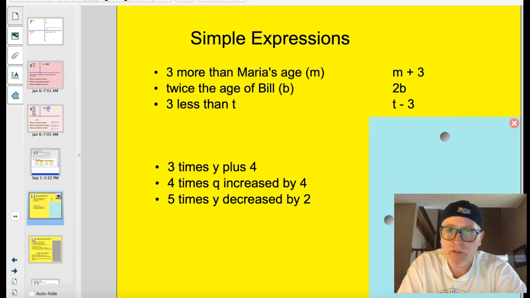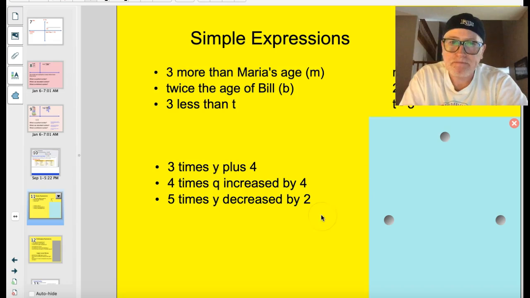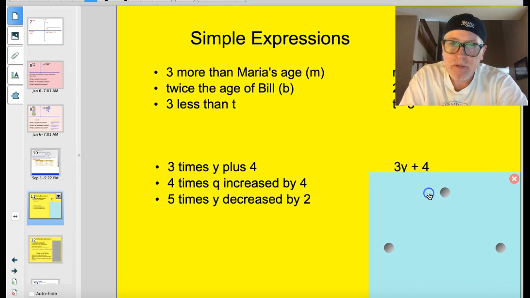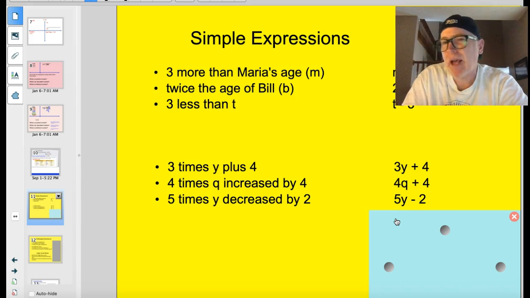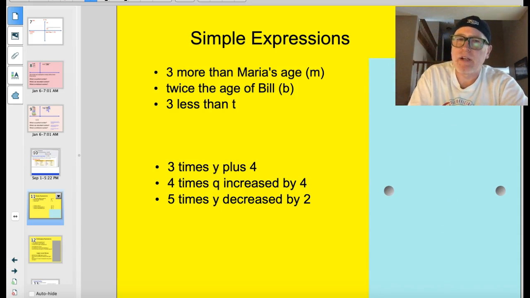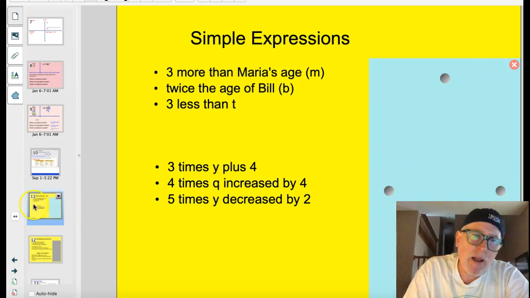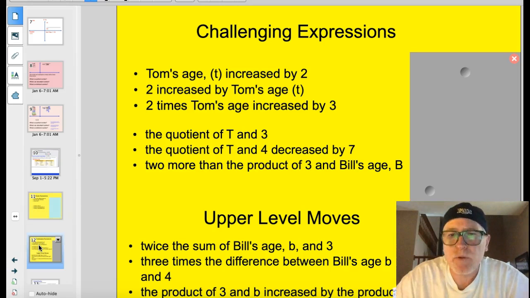All right, let's take a look here. I'll flip myself up so we can see. 3 times y plus 4. Well, just do what it says. 3 times y would be 3y, plus 4, or increased by 4. 4 times q increased by 4. Same thing. Just 4q plus 4. And then 5 times y decreased by 2. Okay? I think you could probably pass the simplified test on this right now, or quiz. But things are going to get a little more difficult. So these ones are a little more challenging.